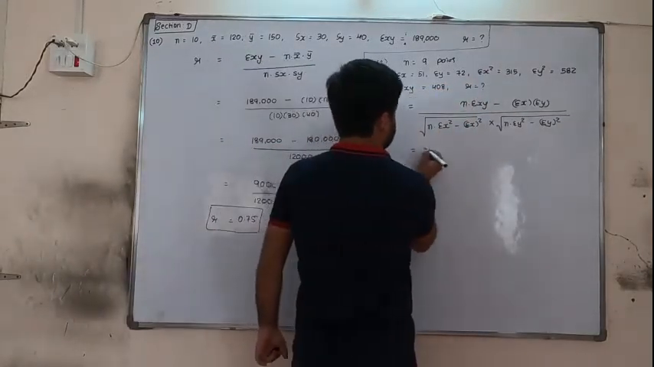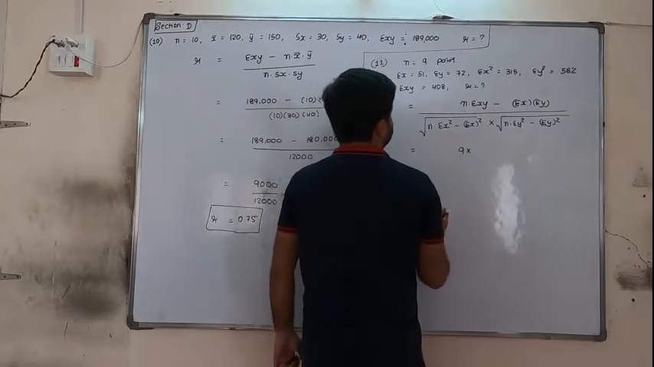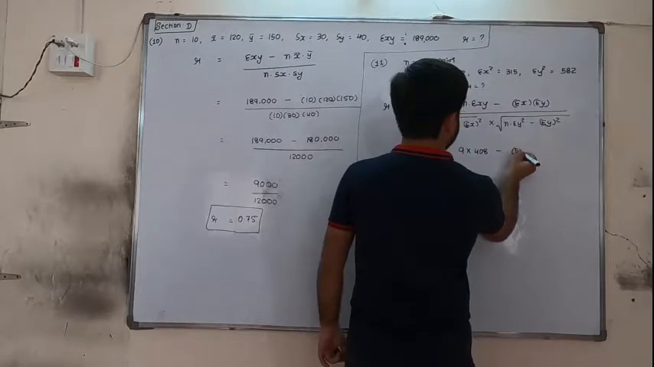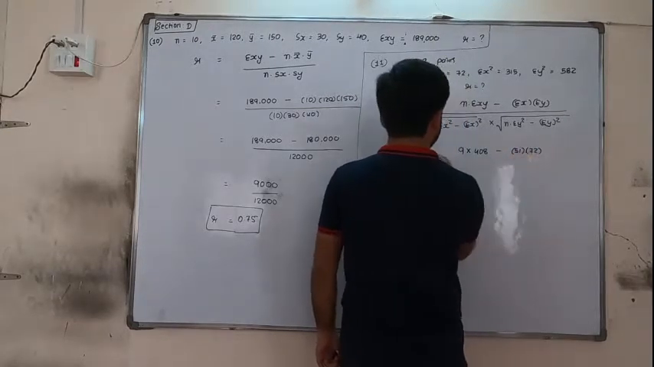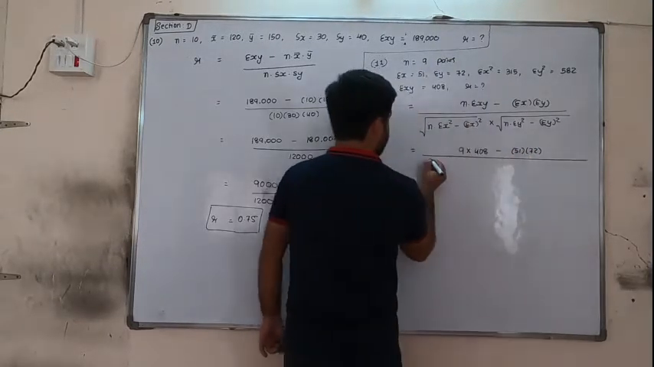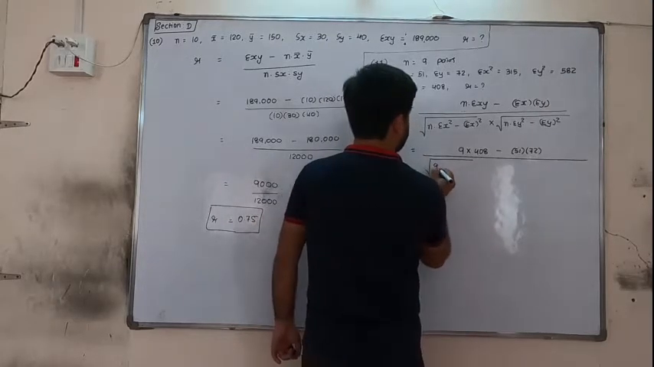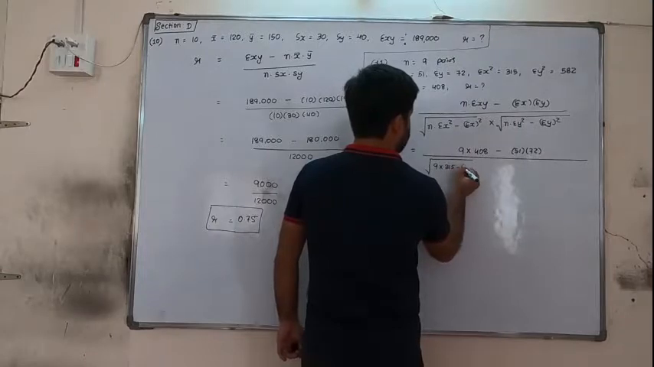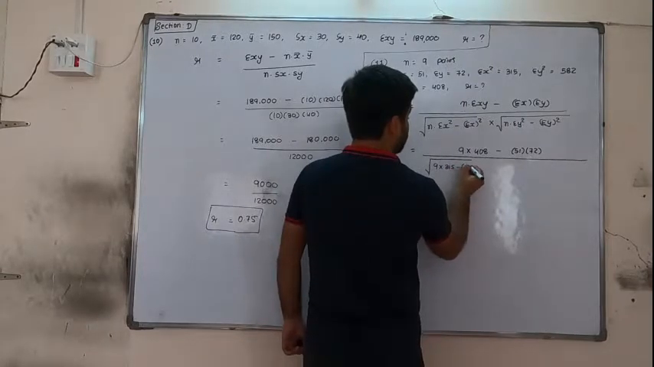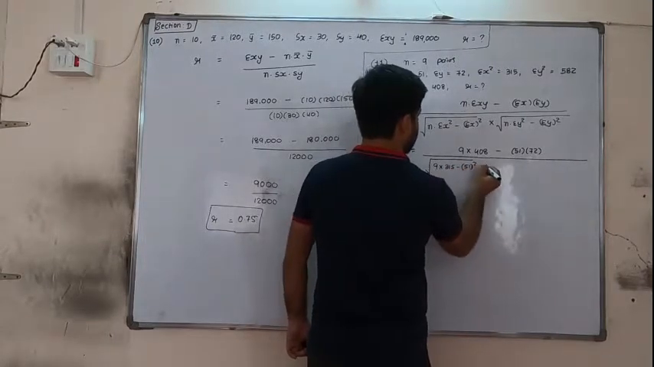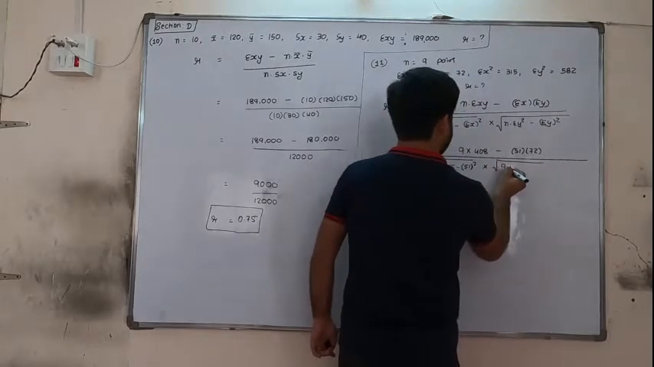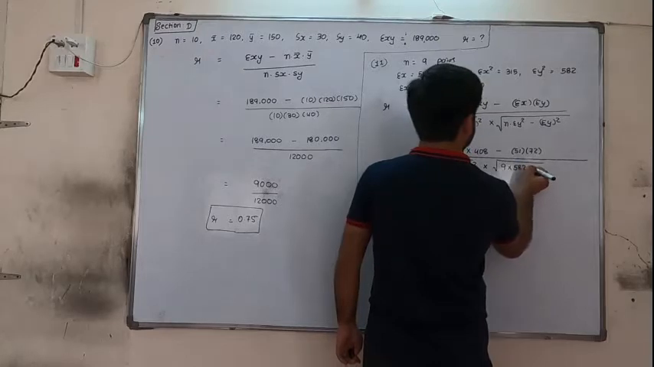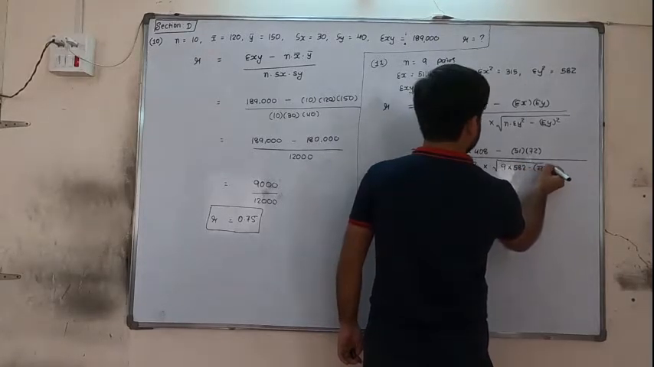Okay? n is 9, sigma xy 408, minus sigma x 51 into sigma y 72, divided by, in the first square root, n is 9, sigma x square 315, sigma x whole square is 51 whole square, multiplied by the second square root, n is 9, sigma y square is 582, sigma y whole square is 72 whole square.